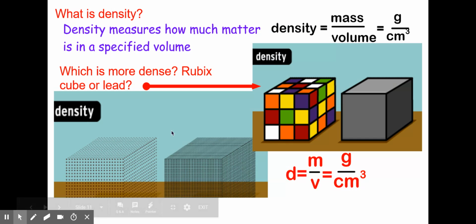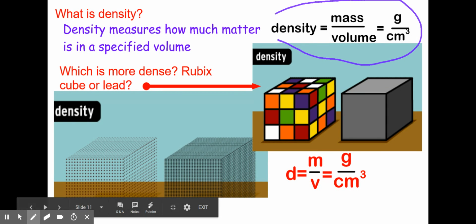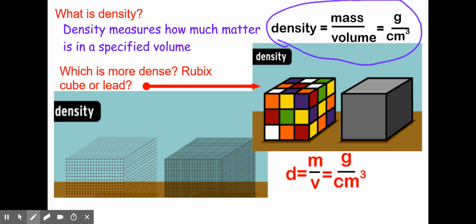What is density? Density measures how much matter is in a specified volume. And what we want to work on today, let's try this ink out again. There's some ink, I like it. We want to be able to use that formula, density equals mass divided by volume. We'll be given different experimental scenarios and we will solve for one of these 3 variables.